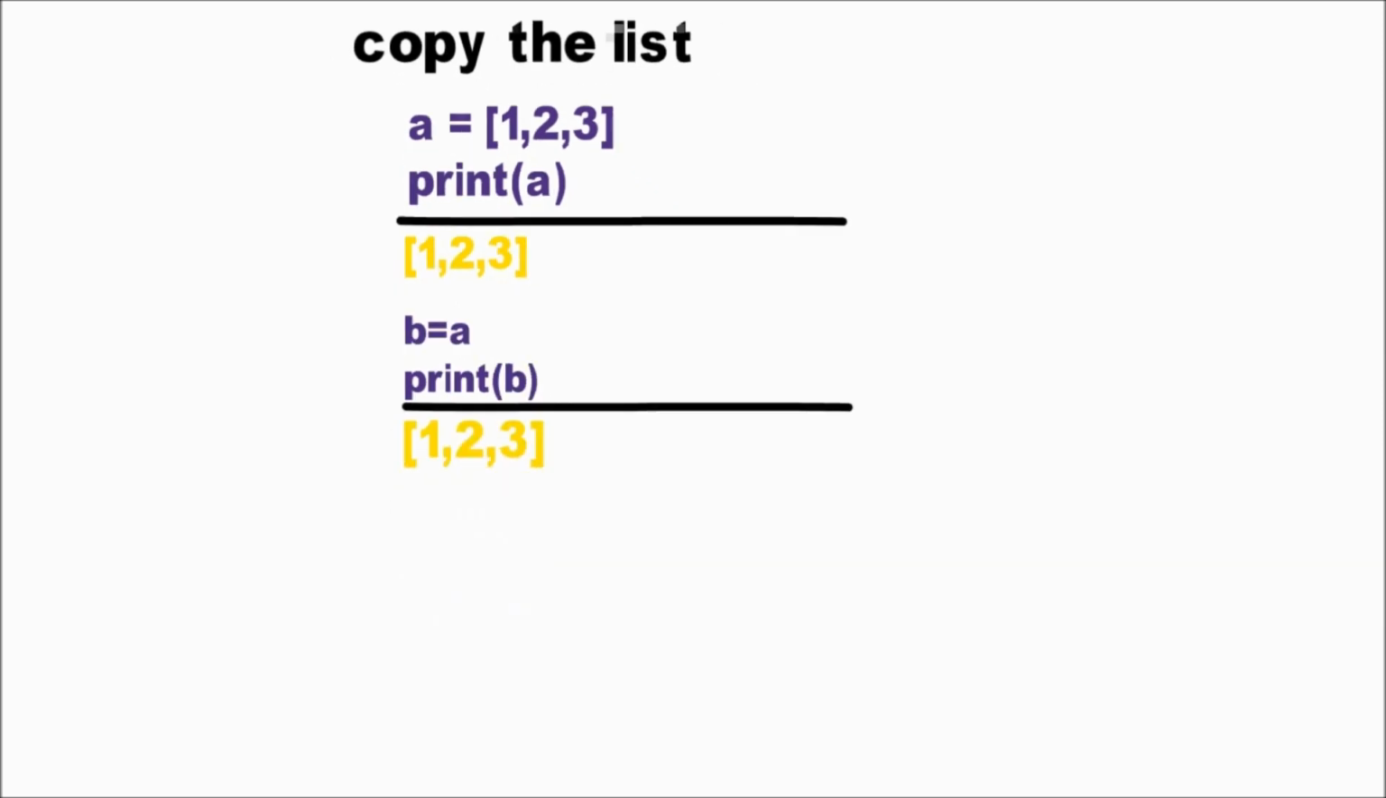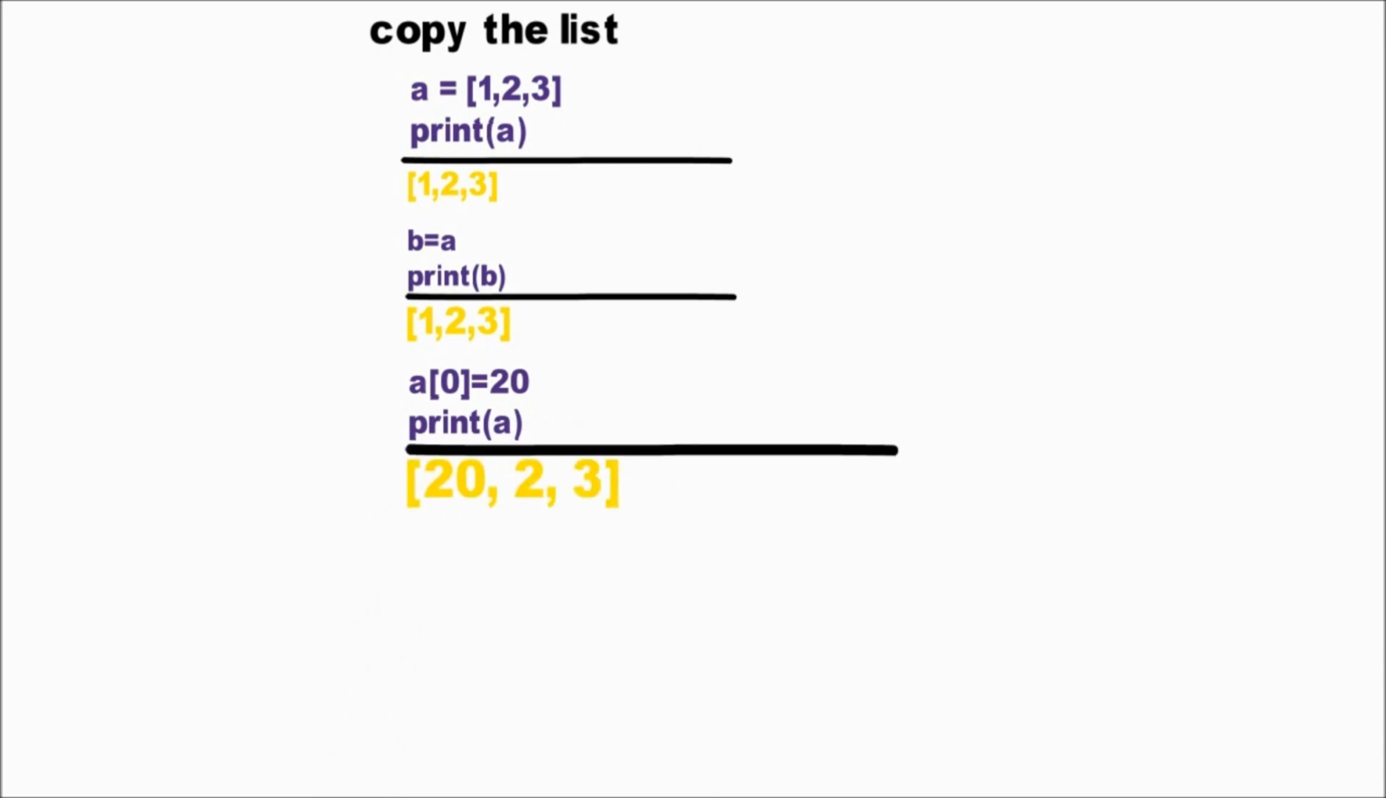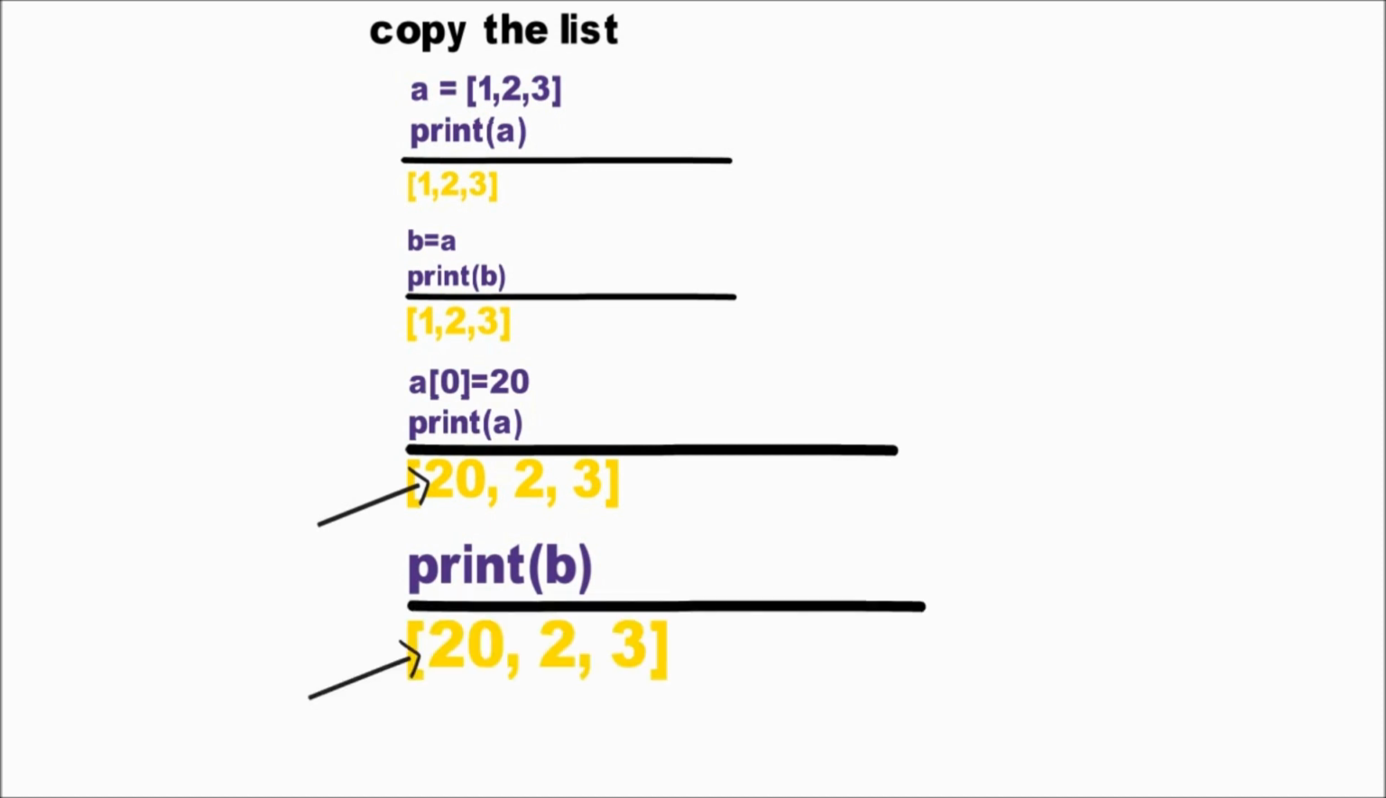So this is fine. Now let's try to alter the first element of a by writing a of 0 equal to 20. Now we can see that the values of a have changed to 20, 2, 3. But let's check the value of b. It should still be 1, 2, 3, right? So let's print b. You can see that even b is 20, 2, 3. But why did this happen? Actually, if you write b equal to a to copy the list a, you're not copying the values of list a to list b. You're basically copying the address of list a to b. So a and b are both pointing to the same list. So we shall look at how to copy the list values.